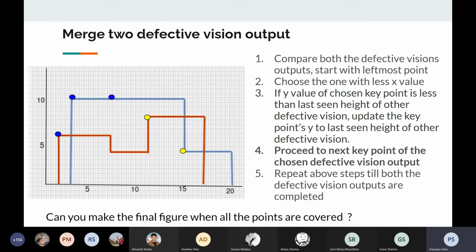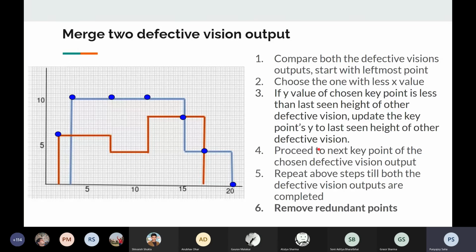Saurabh, I think you have missed one point, the second last point. Can you check if it is correct or not? Anubhav, your answer is correct. Great. So you can refer to Anubhav's answer for the final figure, and I am also showing it. So this will be the final output.